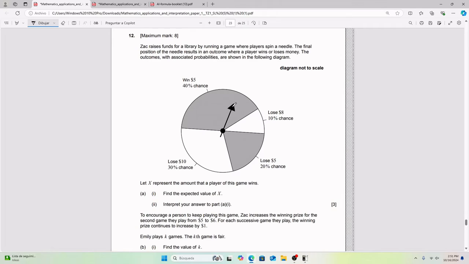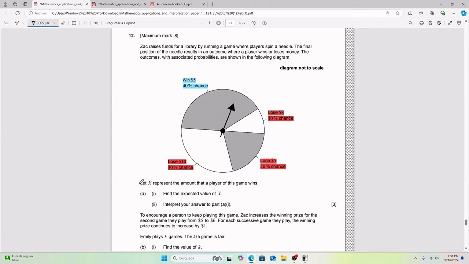So as we can see, here is the needle that is spinning around. And notice, some of these are wins, some of these are losses. So you win $5 with a 40% chance, right? And the rest of them are lose $8 with a 10% chance, lose $5 with a 20% chance, and lose $10 with a 30% chance. Okay.